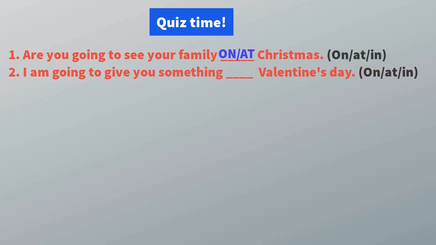I am going to give you something dash Valentine's Day. Here on is the correct preposition because I'm talking about a specific day. I've used the word day here. I'm going to give you something on Valentine's Day. We can use the preposition at when the word day is not there. I am going to give you something at Valentine's. Right guys, so that's how we use in, at, on to talk about a time.